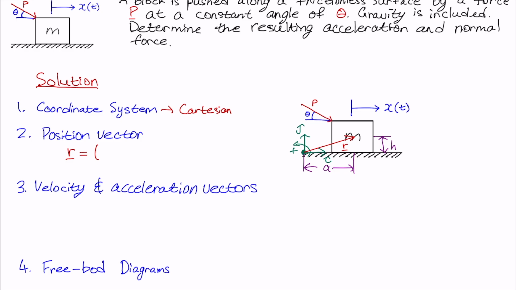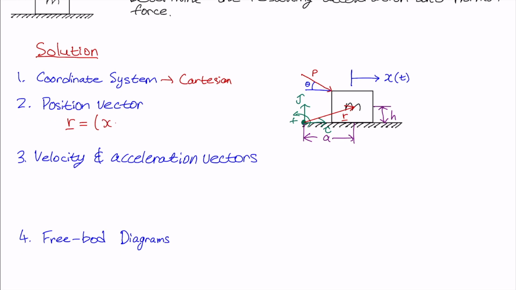So then our position vector becomes x plus a in the I direction. This allows us to describe where it will be at any time. In fact, for the position vector, I'm going to add the function notation r of t. So x here is a function of t, x of t, and then we'll have plus h in the j direction.